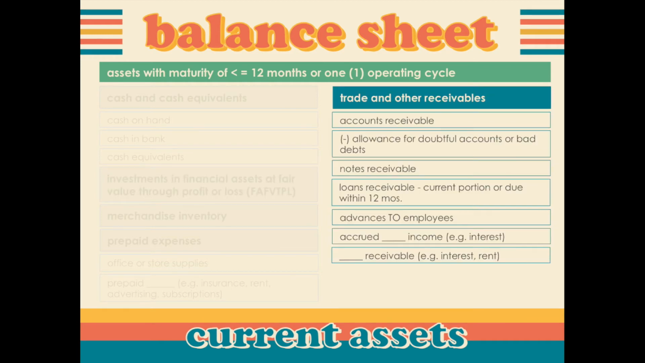Third, we have trade and other receivables. From the name itself, receivable, receive and able. So something that you are able to receive. So these pertain to the company's right to collect amounts from various persons or entities like customers. So there are specific types of receivables for specific transactions.